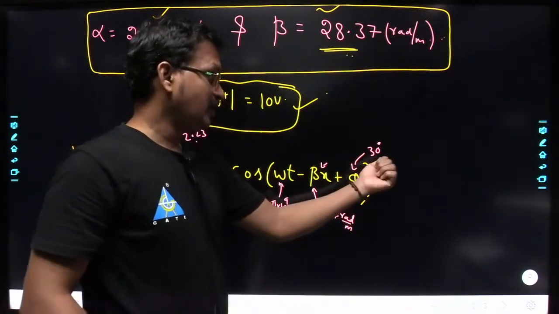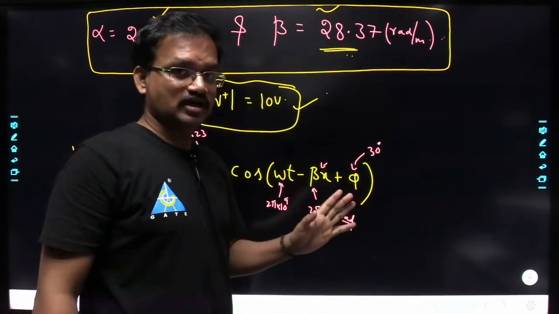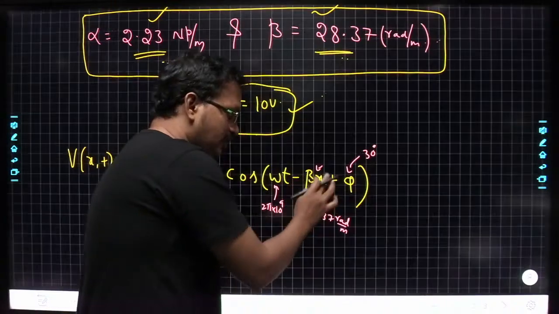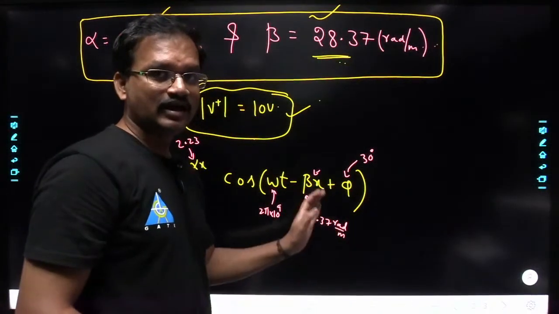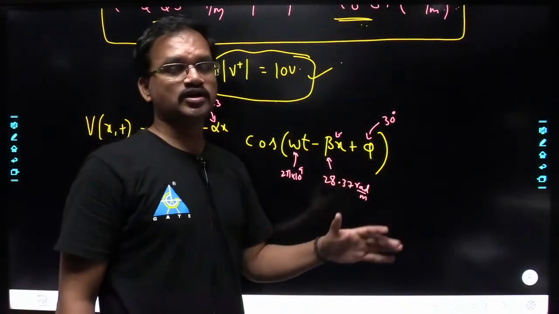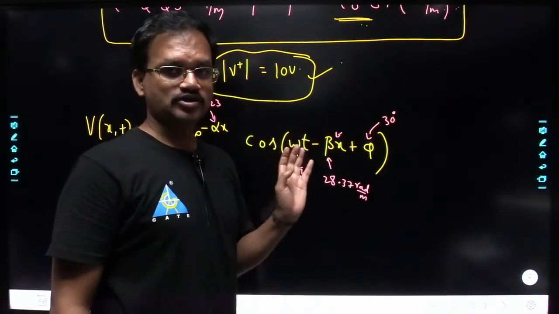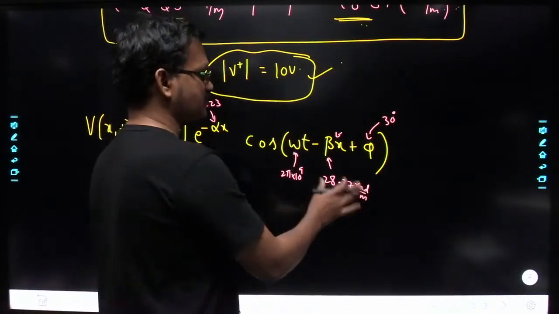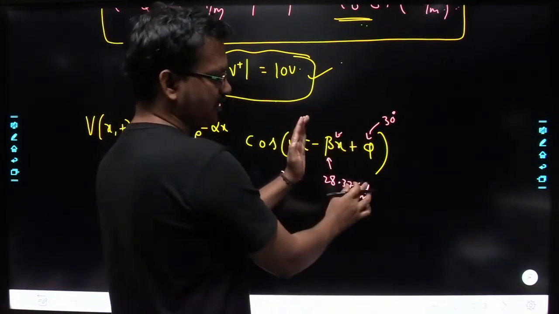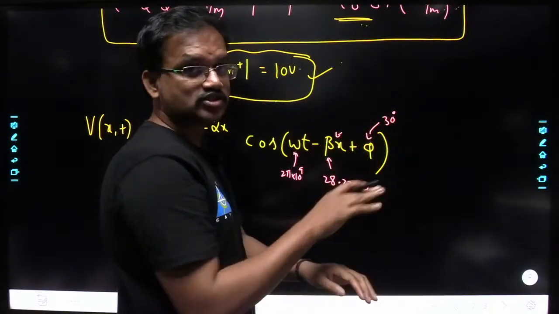And here if you put phi directly as 30 degrees, then you are going to get the wrong answer. This is in degrees, and this is in radians. You should not add radians to degrees directly. You have to convert either radians to degrees or degrees to radians. This is the mistake students generally make. They substitute the beta value and x value, get beta x in radians, and add it directly to 30 degrees, which is wrong.